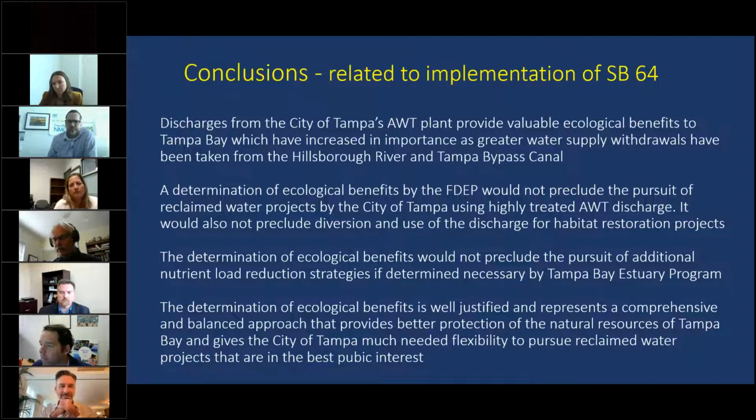Finally, my report had a number of graphics that showed trends in important ecological variables in the bay that are regularly reported by the estuary program, which generally show promising trends. For the sake of time, however, I'm not showing those graphics today, but can discuss those results in the context of a beneficial ecological designation for the City of Tampa's wastewater discharge with anyone whenever you like.